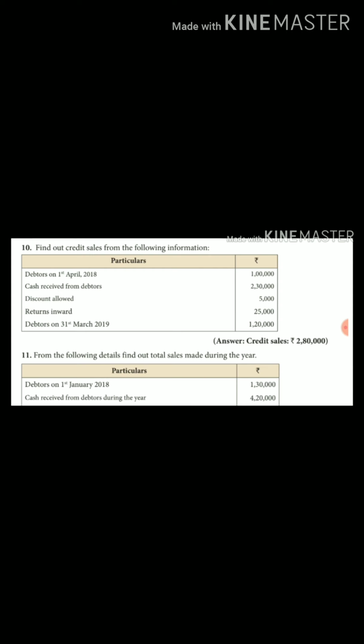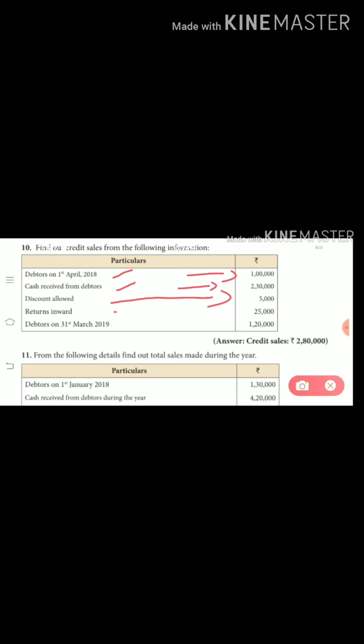In this sum, you have to find out the total debtors account. Total debtors is to be considered as the credit sales value. Debtors on 1st April 2018, 1 lakh. 1st April 2018 means balance brought down. Cash received from debtors 2,30,000. Discount allowed 5,000. Return inward 25,000. Debtors on 31st March 2019, 1,20,000. Debtors on 31st March 2019 means the closing value.